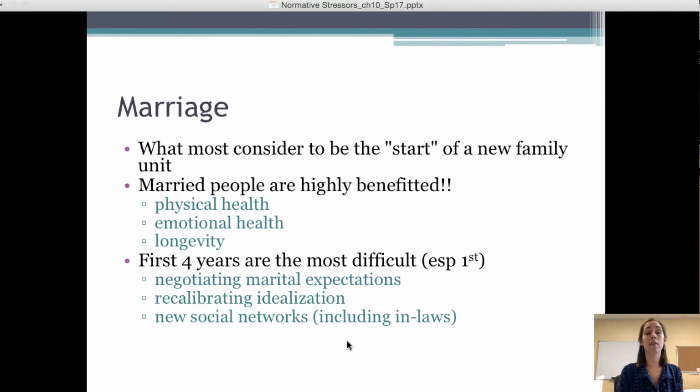They live longer. They're happier, healthier. The first 4 years are the most difficult, especially the first. You're negotiating those marital expectations. You're recalibrating your idealization, and I love that. You idealize this thing, and now you got to recalibrate.